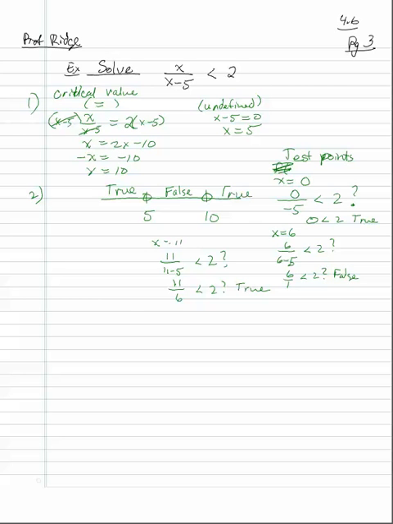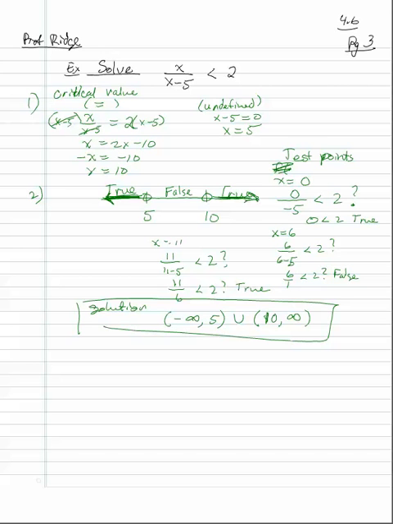Okay, so we're looking for the true values. So our solution is this interval and that interval. So our solution is negative infinity to 5, union, 10 to infinity.